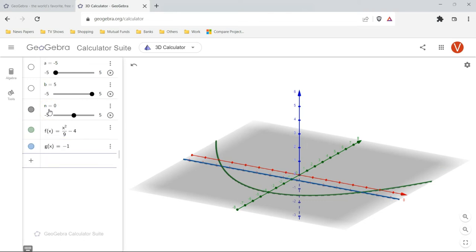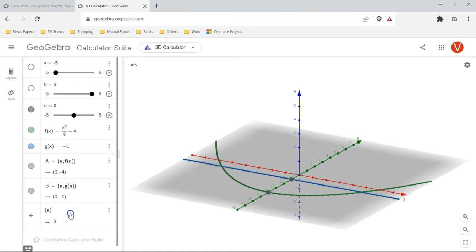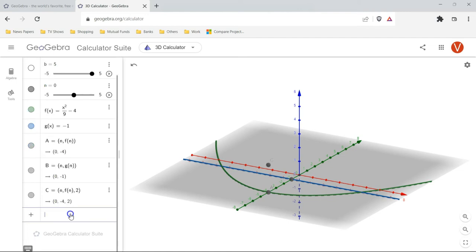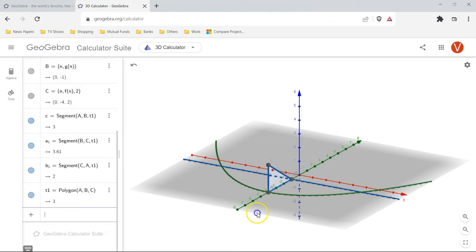Okay. Now let's figure out the coordinates of the triangle. So coordinates would be n comma f of n would be 1. As you can see, this is the point. Okay, now let's look at the second coordinate that we require, that is this. So that would be n comma g of n. And now we want the third coordinate. So let us say n comma f of n comma 2, right? And let's connect these dots using polygon a comma b comma c. So we have got a triangle now.